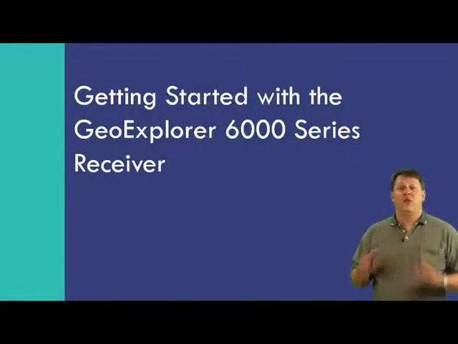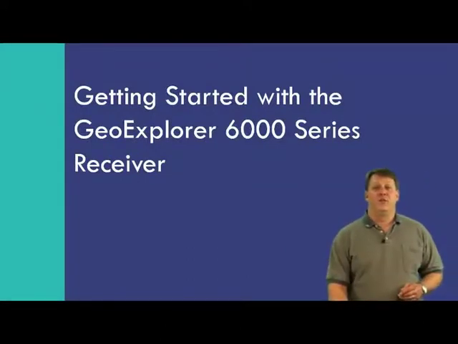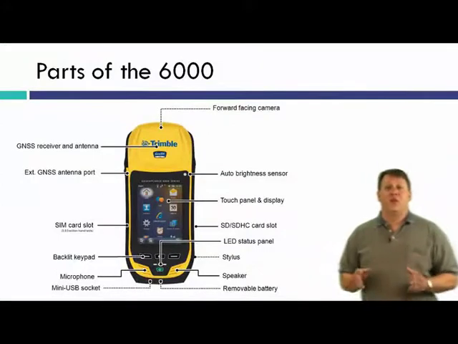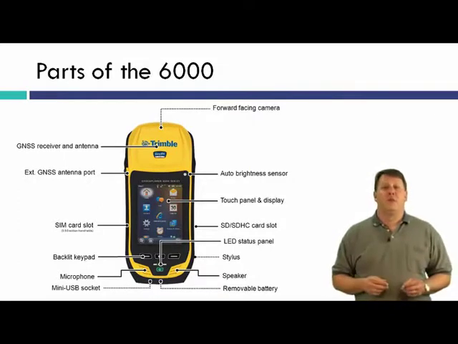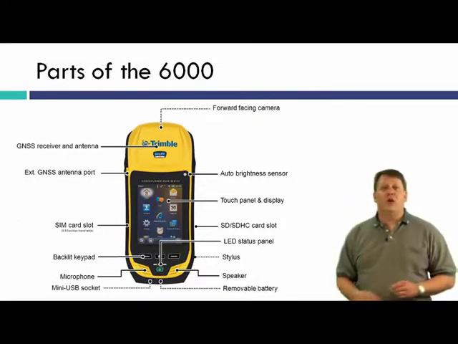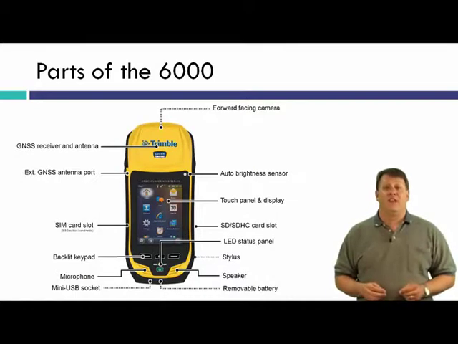Getting started with the GeoExplorer 6000 series receiver. Let's begin by exploring the parts of the 6000 series receiver. At the top, we have a forward-facing 5 megapixel camera. Where we have our Trimble logo is where the GNSS antenna is located.